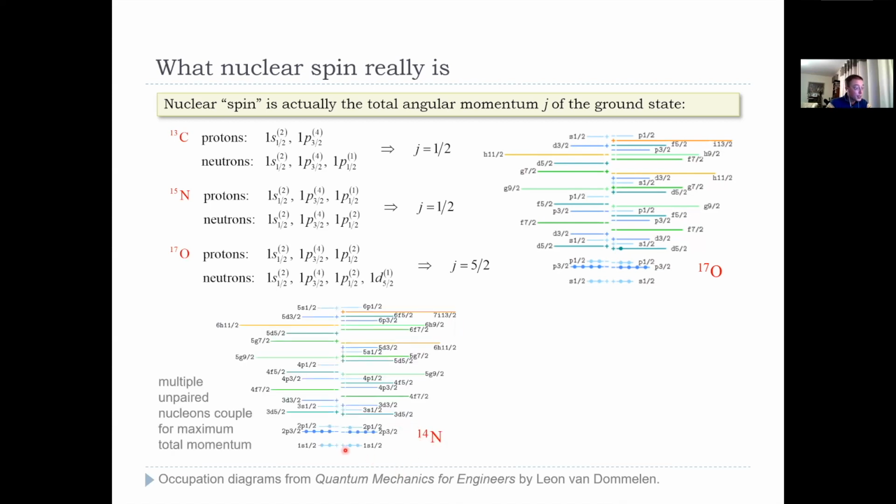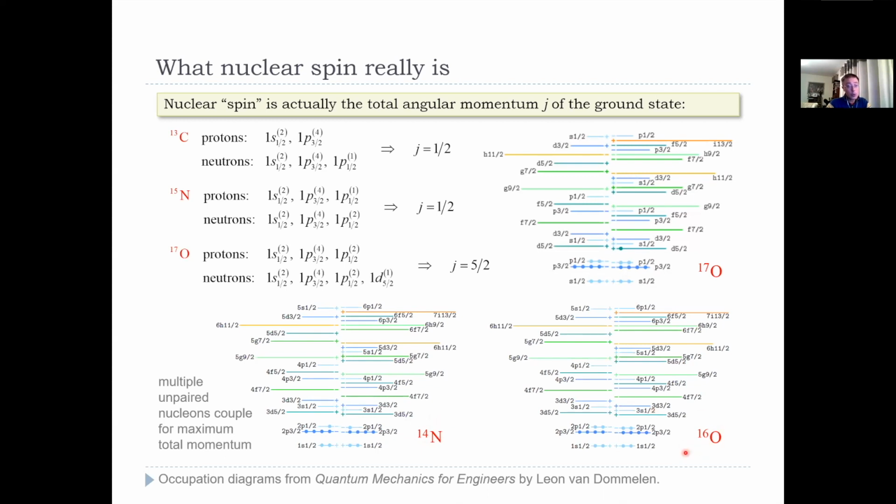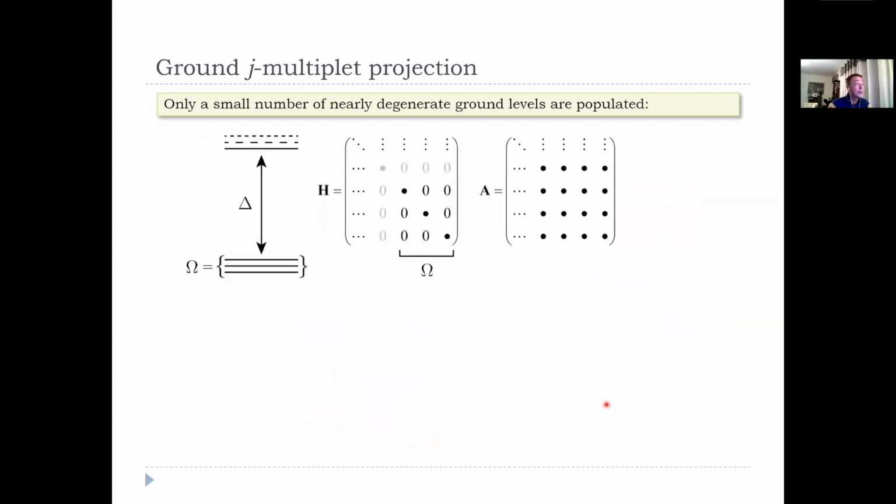Nitrogen 14, you have 2 unpaired particles, 1 proton, 1 neutron. In that case, they couple for the maximum total momentum, so you do have an effective eventual spin 1. And in situations like oxygen 16, fully occupied nuclear shell configuration, everything's paired up. And so here you've got the total spin 0. And this is how nuclear spin comes about.